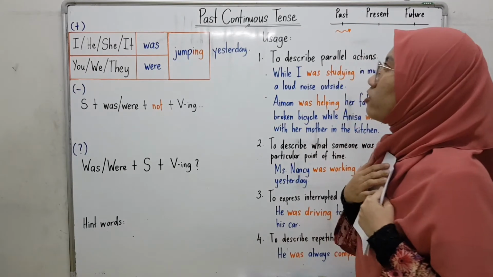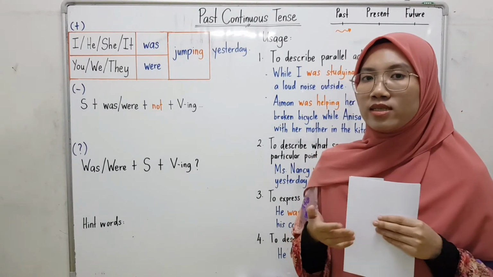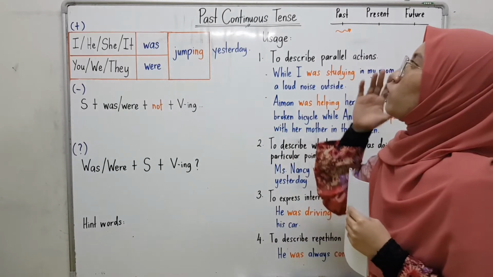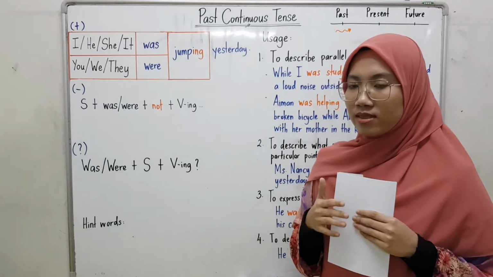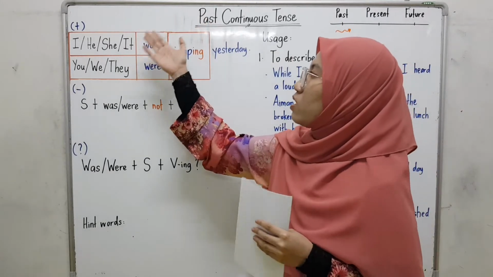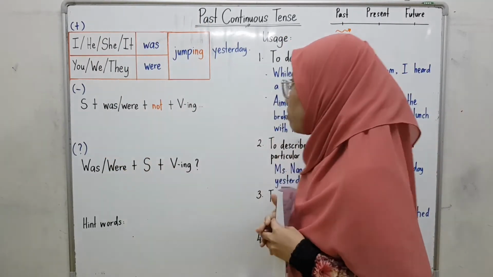What I mean by writing, as we know, in UPSR paper 2 we have section C. In section C, you will apply your writing. You will use a lot of past continuous tense in paper 2 section C. So how to form past continuous tense? We have positive statement, negative statement, and question statement.